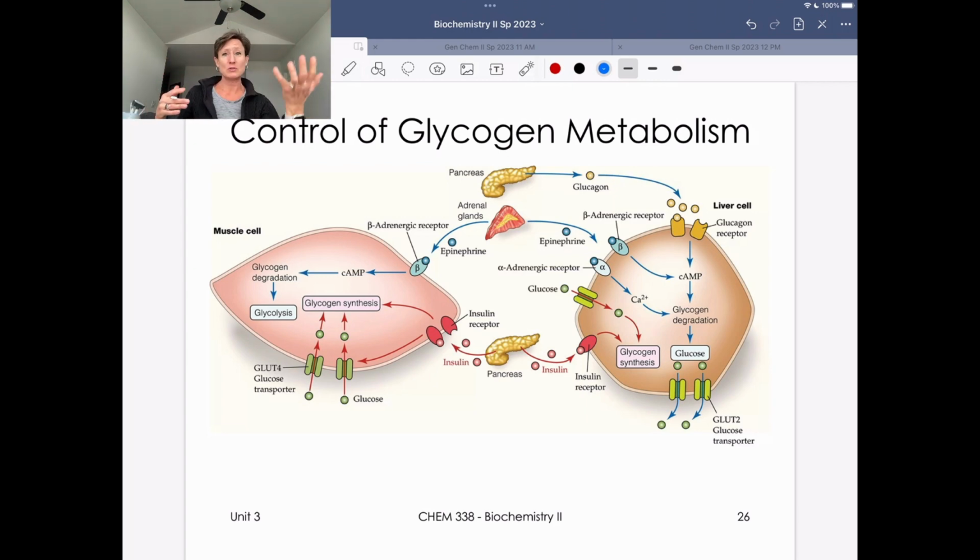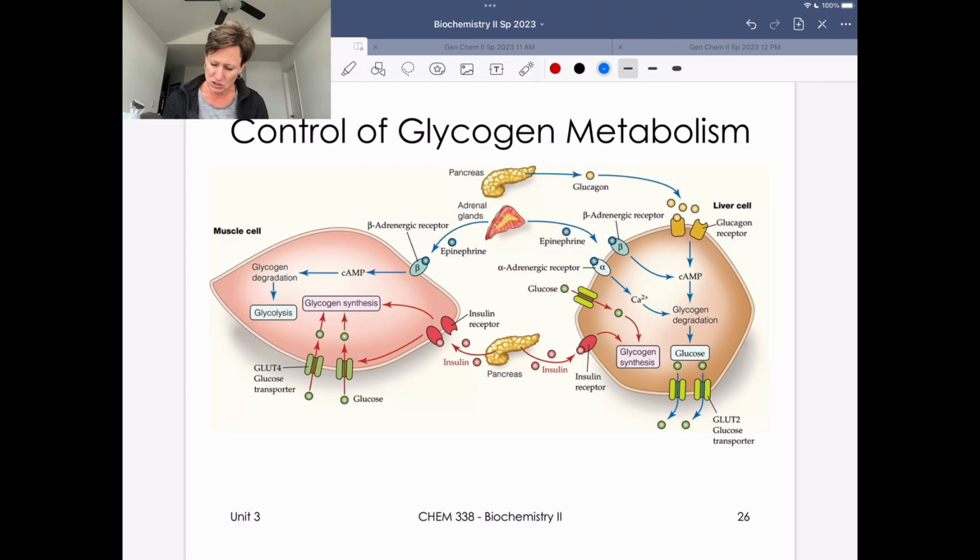Okay, so three things I'm going to talk about in this slide, with the overarching umbrella of what's different between muscle and liver cells. We're going to talk about the glucose transporters that are different on the surfaces of liver cells and muscle cells. We're going to talk about the differences in how they respond to extracellular cell signals. And then we're going to talk about the differences between what may be present or not present on the inside of these cells that allows them to respond differently to these situations.